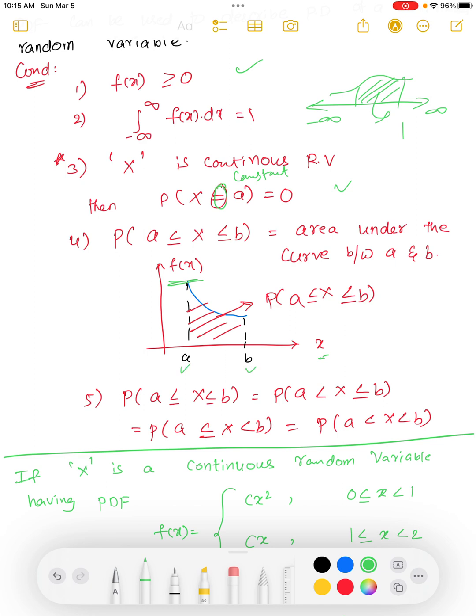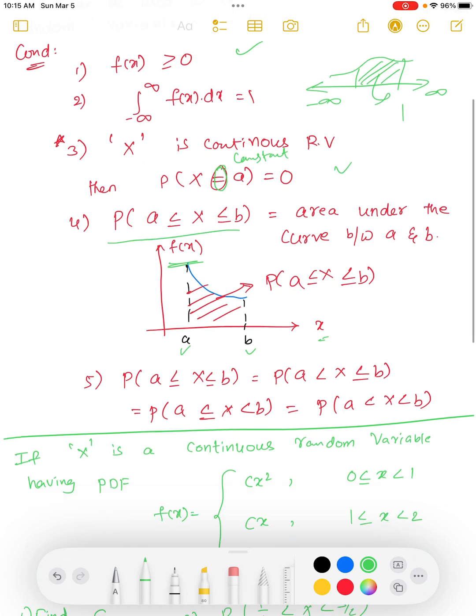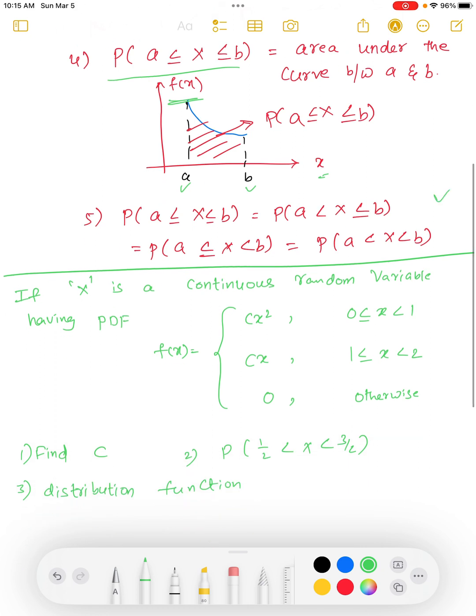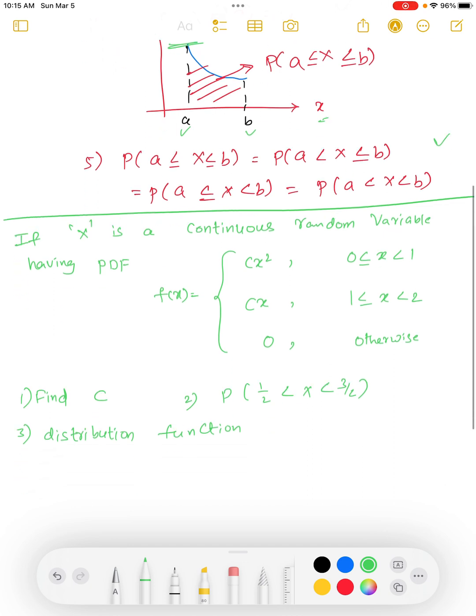The area under the curve between a and b is called p of a less than x less than b. In a continuous random variable, it is the same as p of a less than or equal to x, because boundary limits don't affect the area under the curve. So these are the five important conditions for a PDF having a continuous random variable.